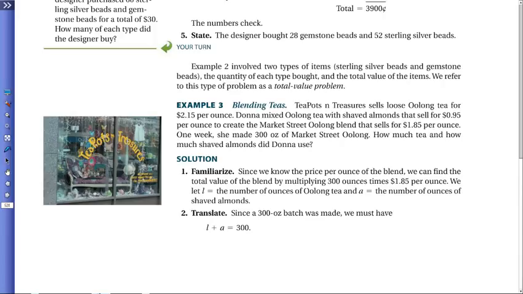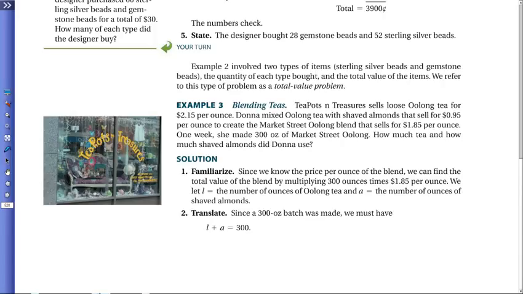Okay, all right, so we got some information. And a lot of times it's a good plan probably to take the easier equation first, which is I have 300 ounces of this mix or this blend. I need to do some things to define my variables. Let's look at what they use: L for the ounces of oolong tea and A for the ounces of shaved almonds. They probably didn't want to use O because it could easily be confused with 0.